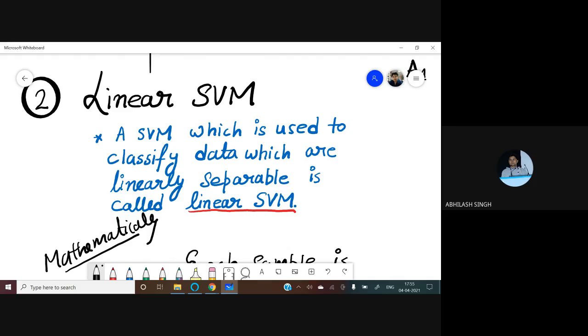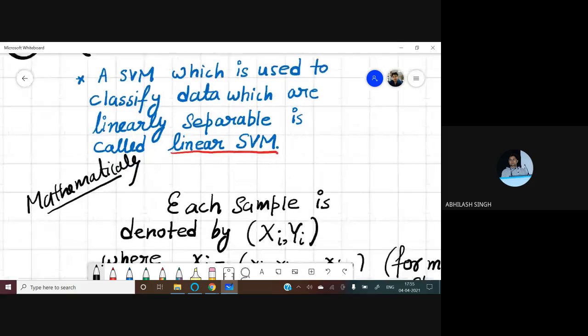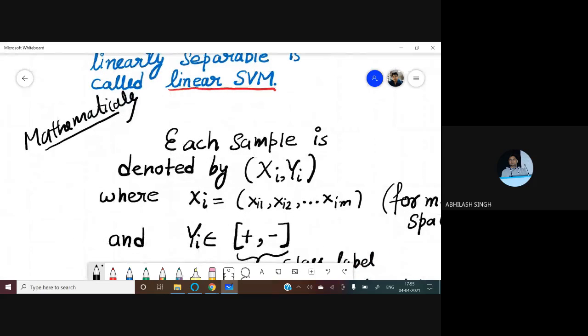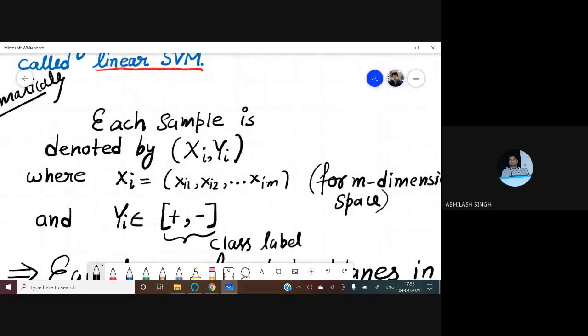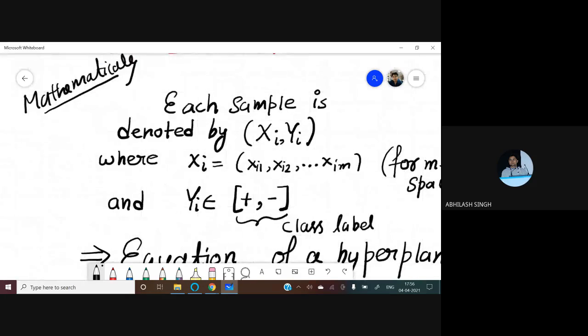So let us start the linear SVM discussion. That SVM which is used to classify data that are linearly separable is called linear SVM. Let me write it mathematically. Suppose each sample is denoted by xi, yi, where xi is xi1, xi2 up to xim for m-dimensional data, means for m-dimensional space. For 2D space it will be x1, x2, and yi is just a class label, that either it comes into the positive class or the negative class.